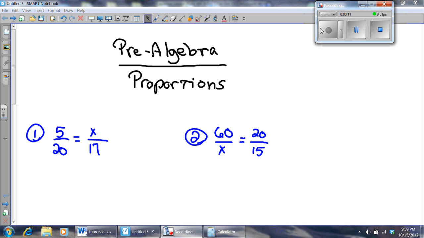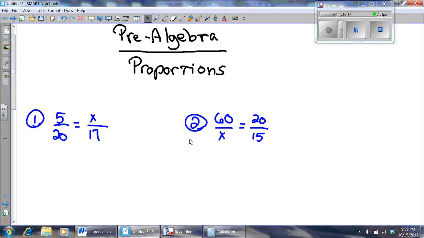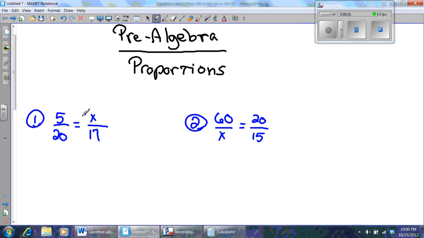This should be review from last year mostly. I will have to warn you, some of you will have to read carefully, but there's no reading these first two examples. When you see a ratio equal to another ratio, that is a proportion, and the easy way to solve a proportion is to cross multiply.